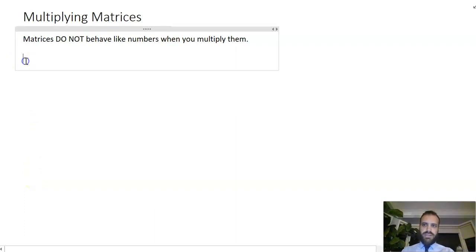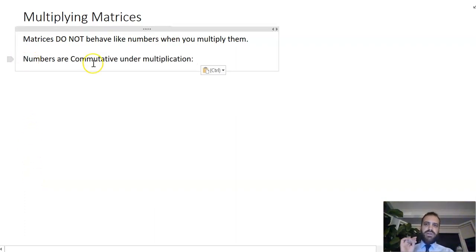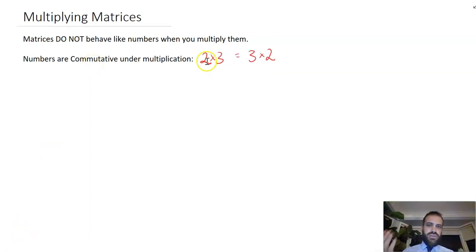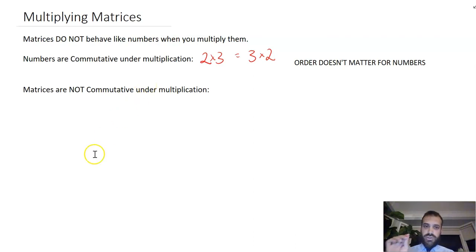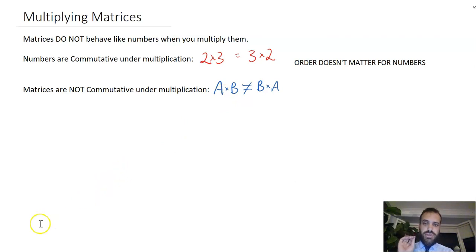Well, I mean this. Numbers are commutative under multiplication. Now, what does commutative mean? It just means that 2 times 3 is equal to 3 times 2. In other words, order doesn't matter for numbers. But matrices are not commutative under multiplication. That means that A times B does not equal B times A, which means order does matter for matrices, where A and B are matrices.